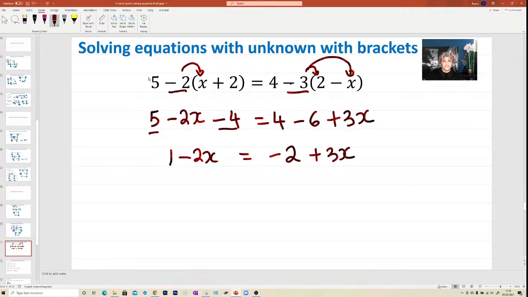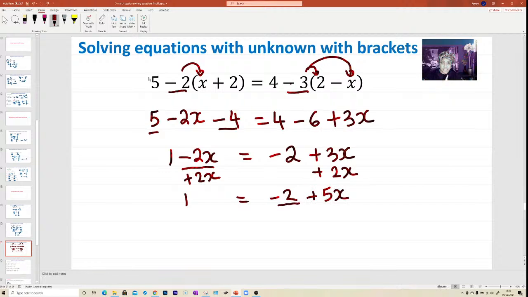Now, before we get rid of the numbers, we need to check the unknowns because we have the unknowns on both sides. Which one is the smaller one? It's the one that's negative, in this case negative 2x. What's the opposite of negative 2x? It's adding 2x. So we're going to add 2x here and add 2x here. On this side, I now have 1 equals negative 2 plus 5x.